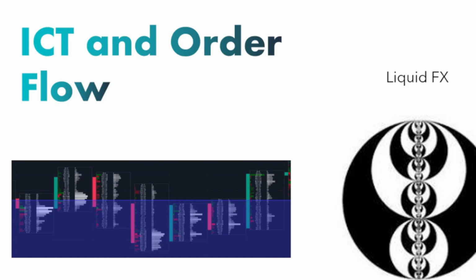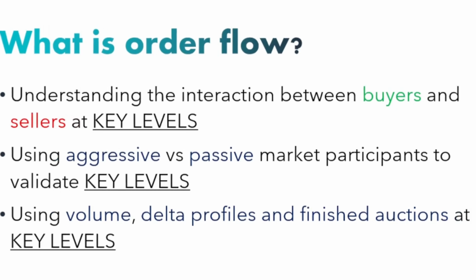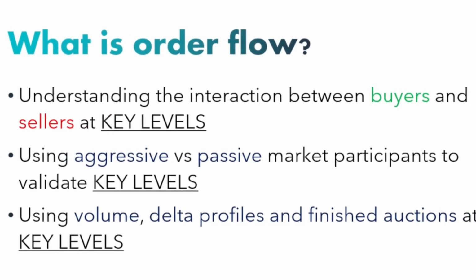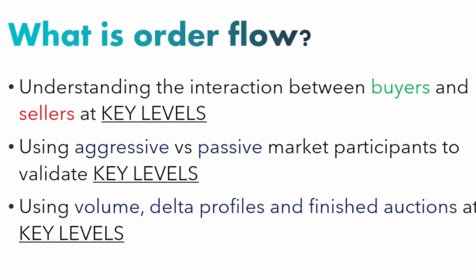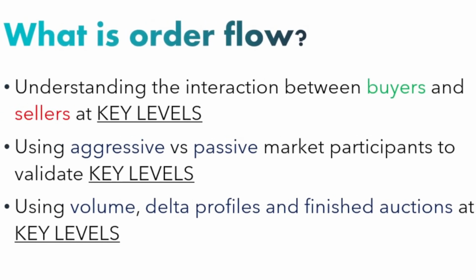And what do I now mean by order flow, right? So what is order flow? Order flow itself is understanding the interaction between buyers and sellers at key levels, right? We're going to be understanding what we mean by an aggressive participant versus a passive participant at key levels. And we're going to be using things like volume, delta, and finished versus unfinished auctions at key levels.